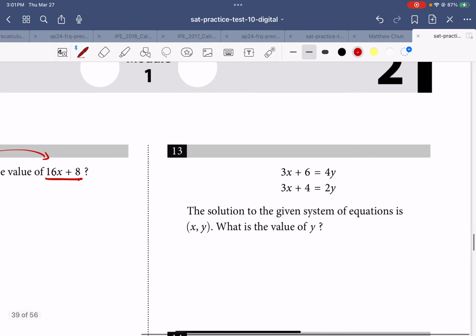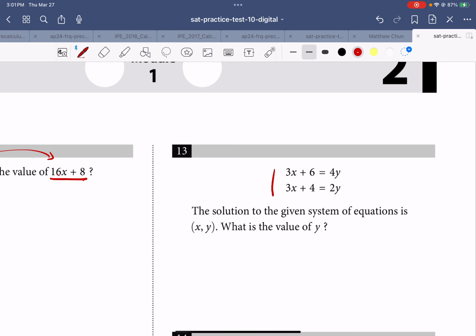Number 13. So what is the value of y? So system of equations. When you subtract, this one is gone. So 2 equals 2y. So that means y is 1. Okay, that's the answer.